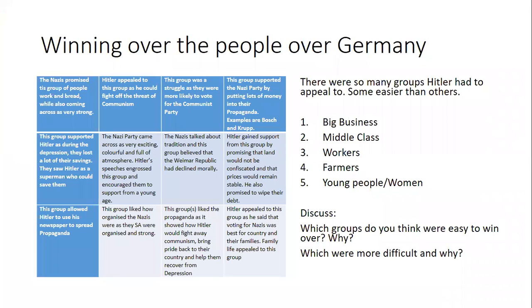This group allowed Hitler to use his newspaper to spread propaganda. This group liked how organized the Nazis were, as the SA were organized and strong. This group or groups liked the propaganda as it showed Hitler would fight away communism, bringing pride back to their country and help them recover from depression. And Hitler appealed to this group as he said that voting for the Nazis was best for the country and their families. Family life appealed to this group.